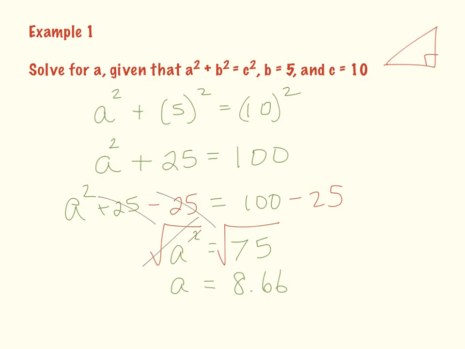We could substitute it back in. I won't do it, but if you want, as a little exercise, you can take the 8.66 and put it in up here. It should work out that when you put in 8.66 for a, the left and right sides of the whole equation are equal. We'll look at a few more examples in the next video.